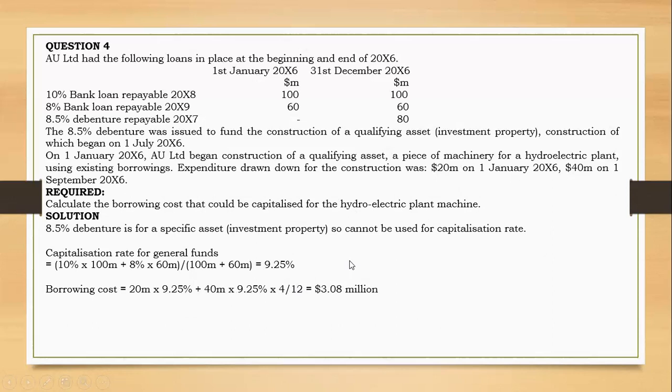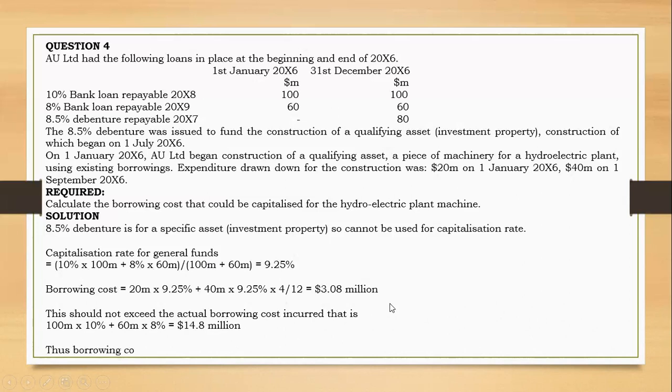As usual, for general borrowings, this should not exceed the actual borrowing cost. So what is the actual borrowing cost? We had it here: 10% times 100 plus 8% times 60 million. That was 14.8. So it's obvious that 3.08 is less than, does not exceed, 14.8. So I can capitalize it with no problem. Therefore, the borrowing cost eligible for capitalization should be $3.08 million.